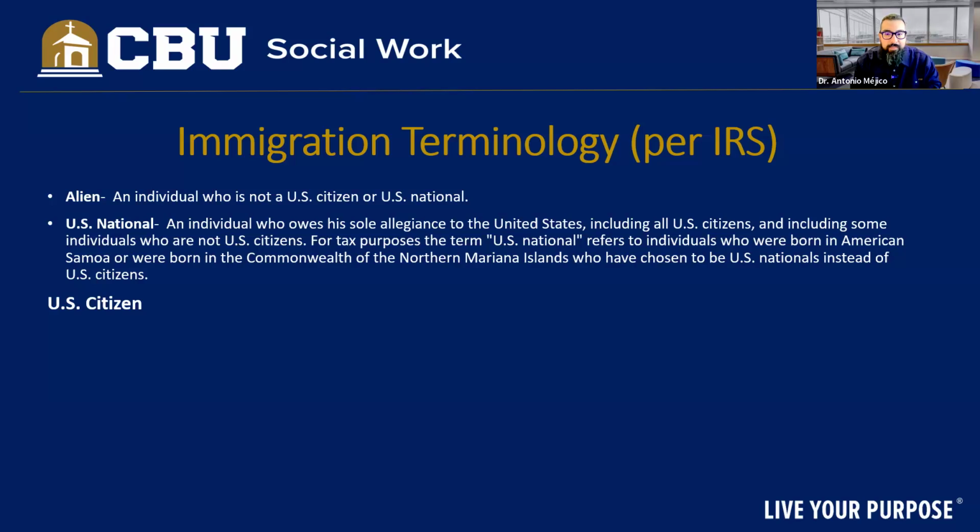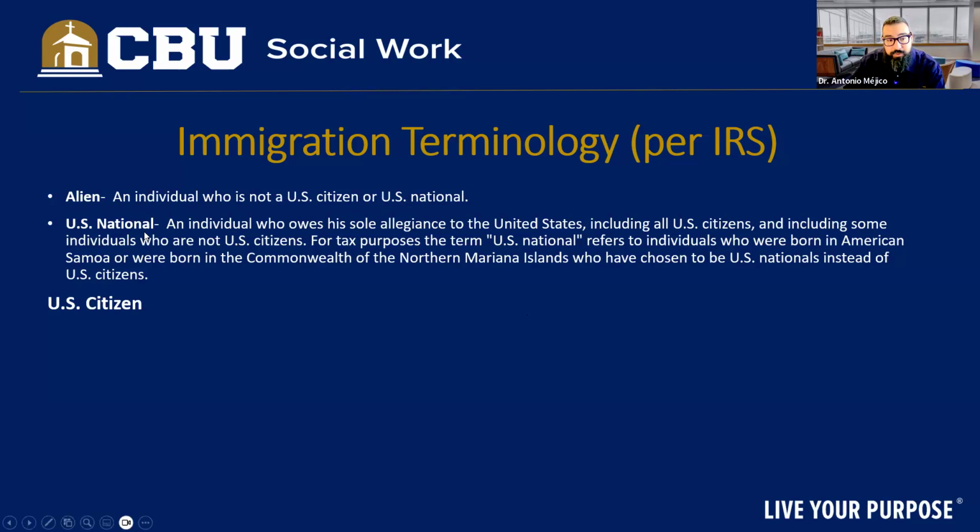When we talk about immigration, it's important for us to have the proper terms dialed in so that we can speak adequately to the specific group that we are addressing or advocating for. So when we use the term alien here in the United States, the legal definition is an individual who is not a US citizen or a US national. If you notice, that's a very broad term. That includes both individuals who are here legally as well as illegally or undocumented.